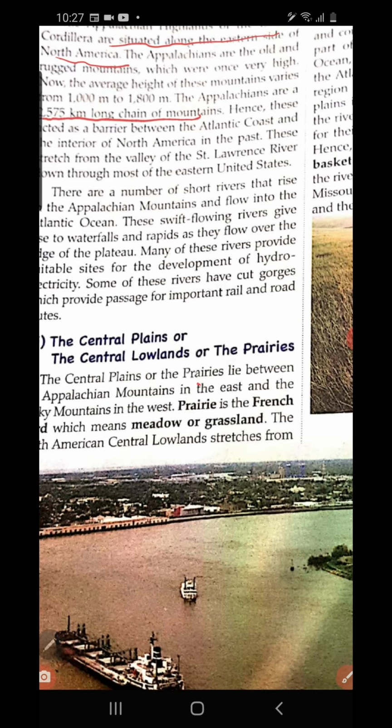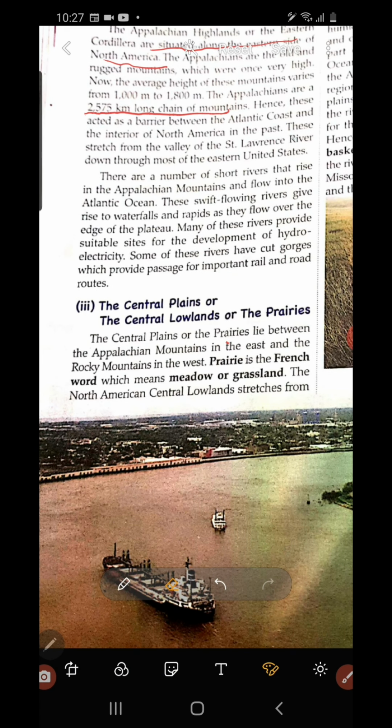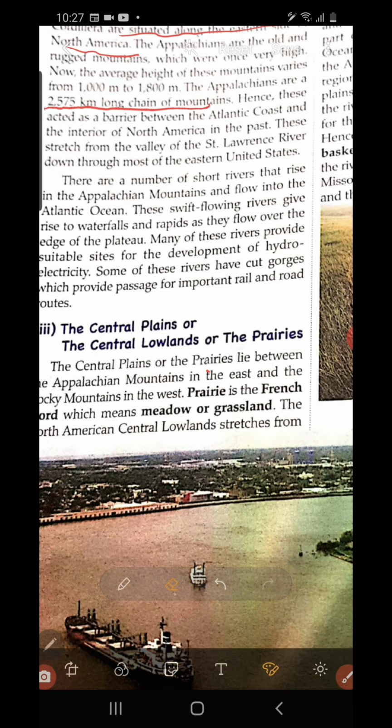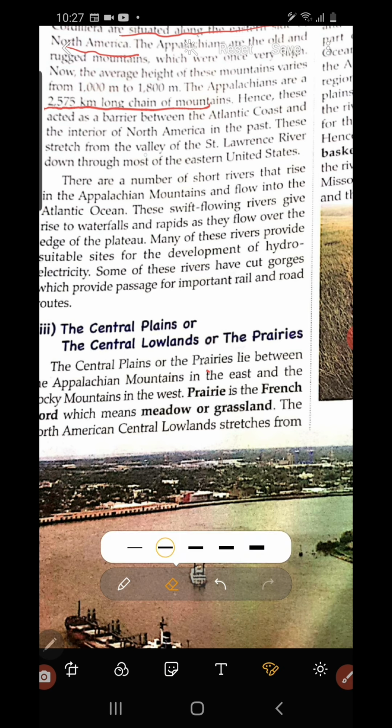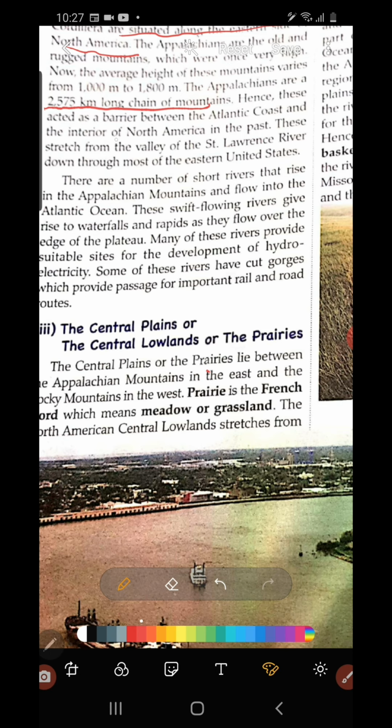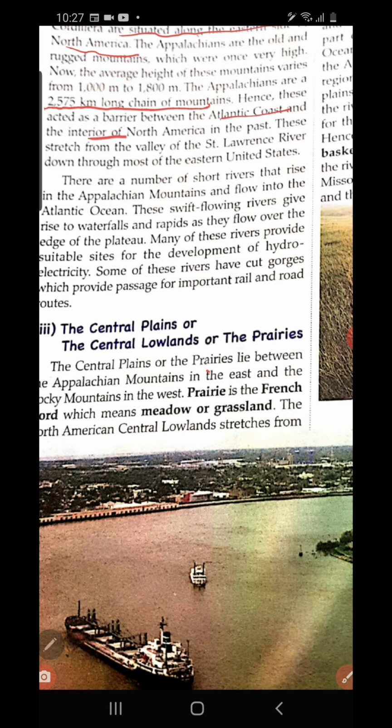Okay. Then hence this acted as a barrier between the Atlantic coast and the interior of North America in the past. These stretch from the valley of the St. Lawrence River down through most of the eastern part of the United States. So hence these acted as a barrier between the Atlantic coast and the interior of North America.